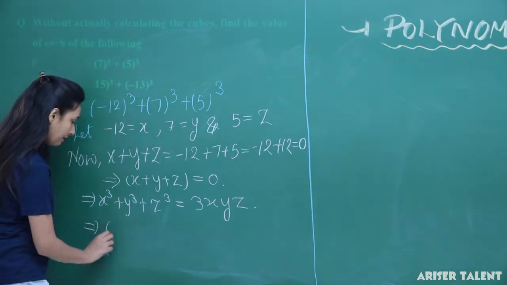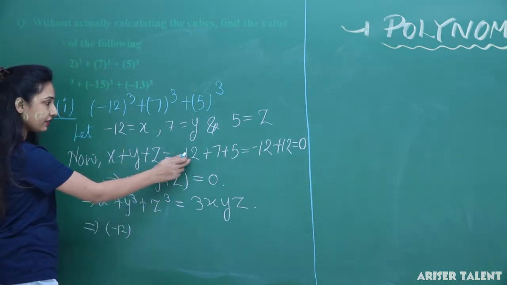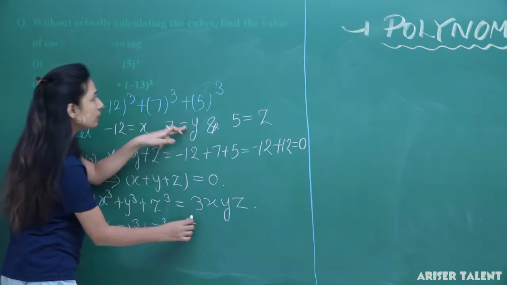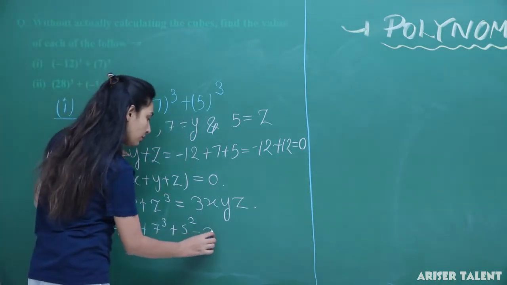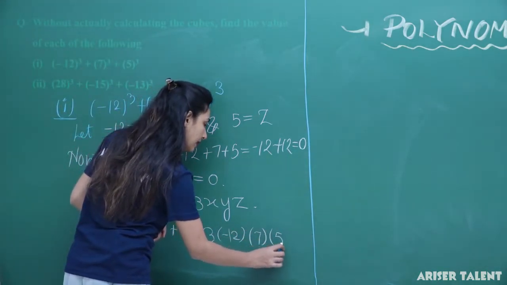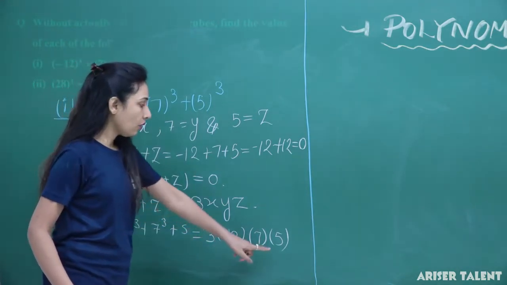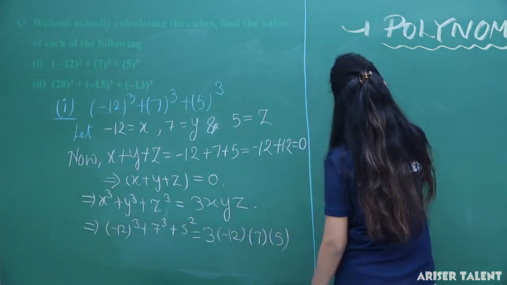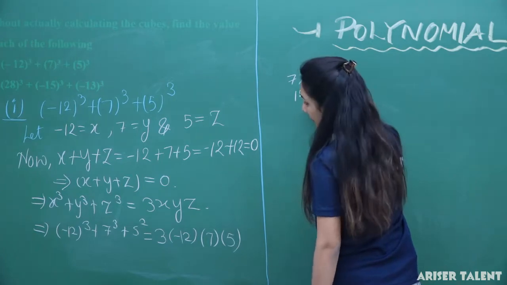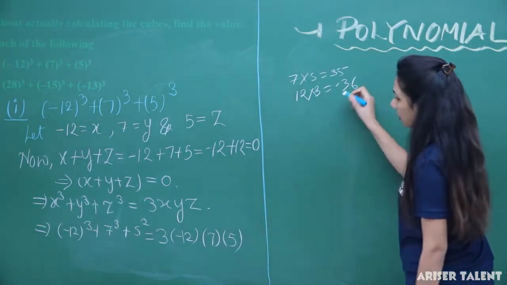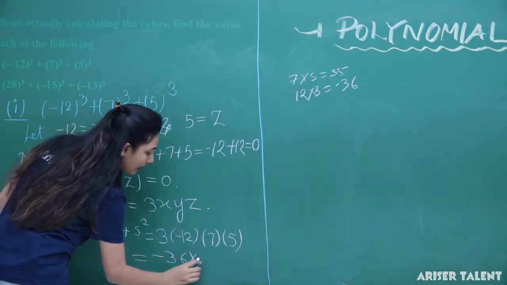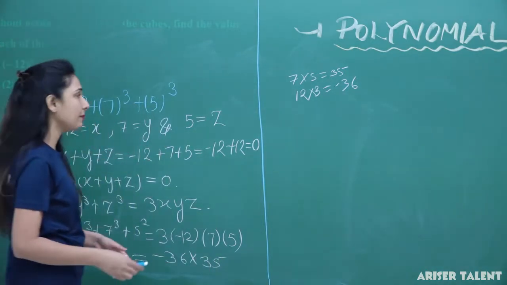Right. So, this implies minus 12 is x, so minus 12 cube plus 7 cube plus 5 cube, and this is exactly what the question is, equals 3 multiplied by minus 12 which is x, then y which is 7 and z which is 5. Now, 7 multiplied by 5, 35. 12 multiplied by minus 3, minus 36, isn't it? So, that will become minus 35 multiplied by 36, or minus 36 multiplied by 35.